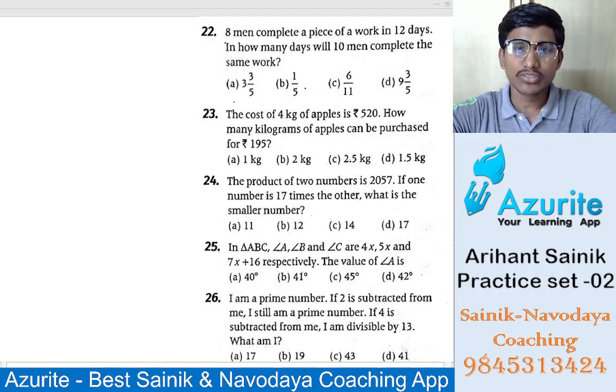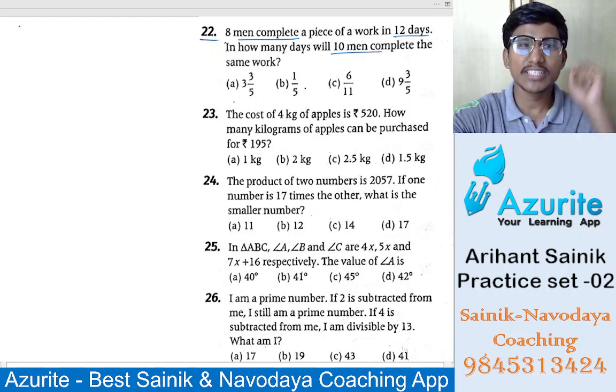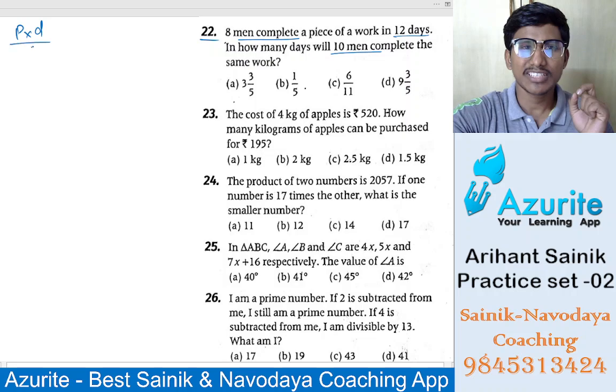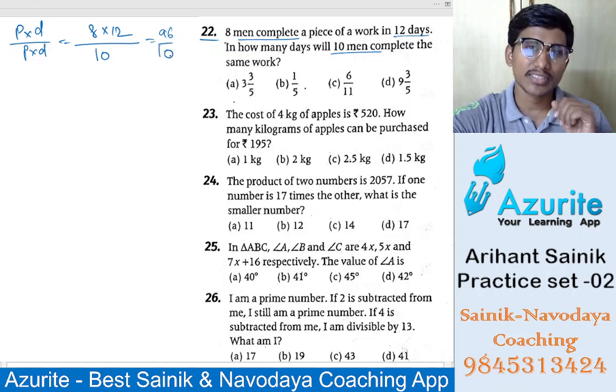So now let us solve 22 question. 8 men can complete a piece of work in 12 days. So in how many days will 10 men complete? So it is people into days divided by people into days. 8 men, 12 days. 10 men, how many days means divided. So 8 12s are 96 by 10 means 9.6, or you divide with 2.